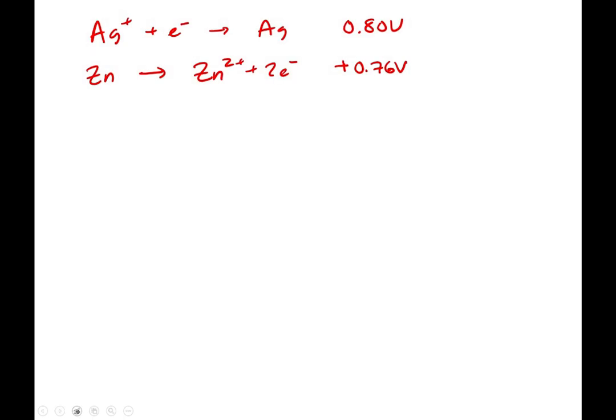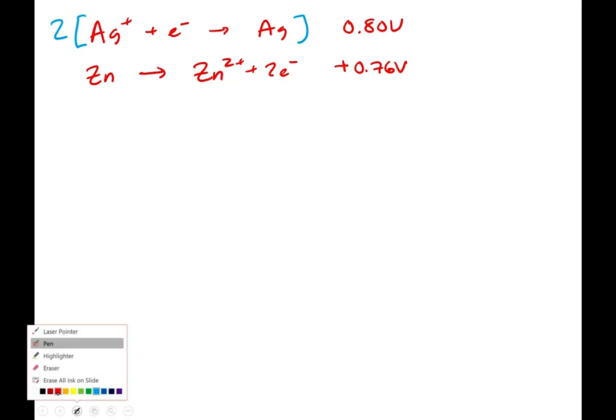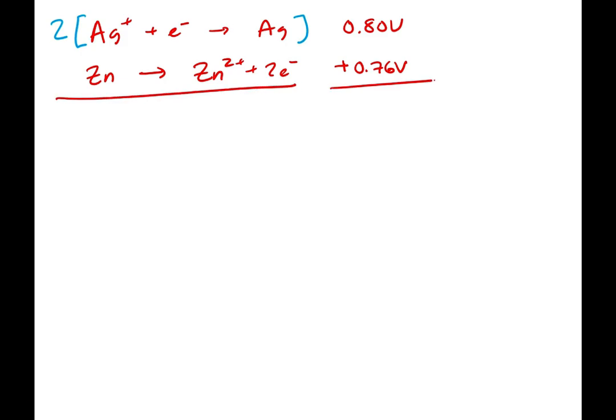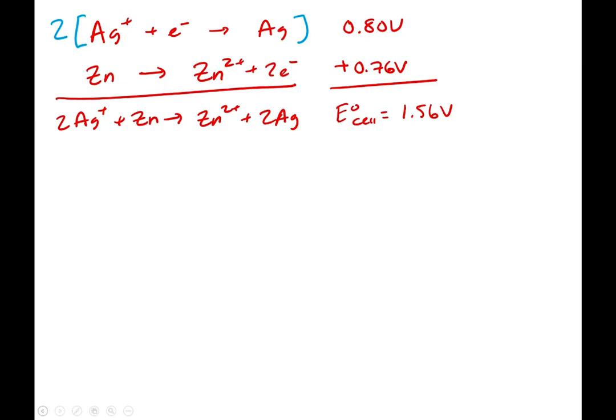All right, having written the reactions in the appropriate way, the next thing for us to do is to balance the electrons. So we'll have to multiply the silver reaction by 2, but remember that the value of E naught stays the same. That is an intrinsic property of the system. So when you multiply that all out, you're going to get 2Ag+ plus zinc going to Zn2+ plus 2Ag, and the full cell potential at standard conditions comes out to 1.56 volts. All right, so we have that part so far.